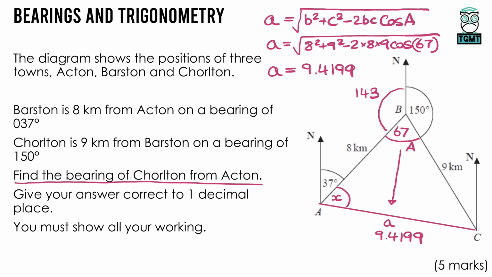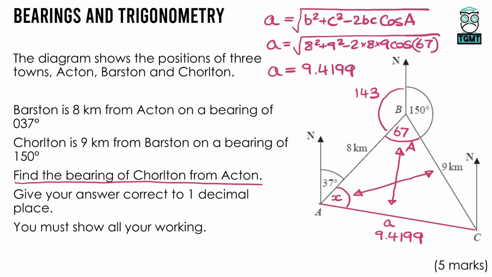9.4199. Now we can actually use the sine rule, as we have a pair of opposites just there that we now have labelled, and this is another pair of opposites here. When using the sine rule for an angle, we do want to use our flipped version of the sine rule.